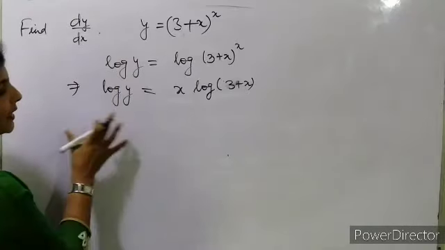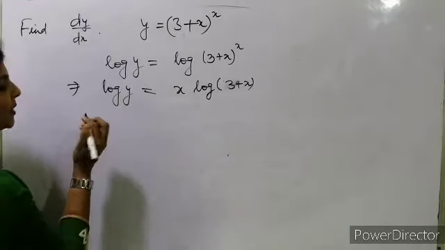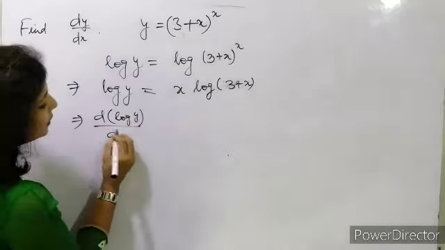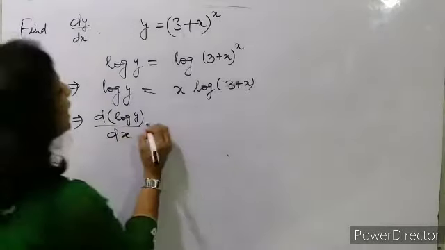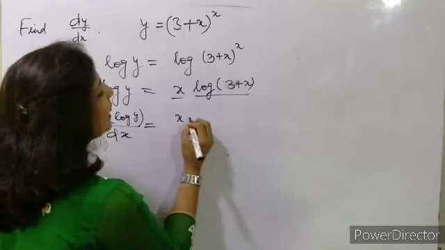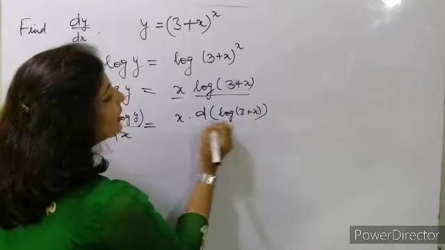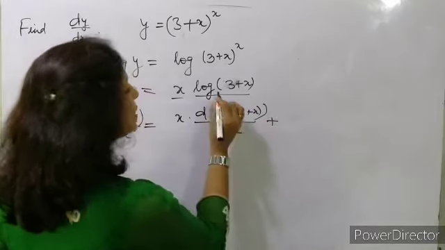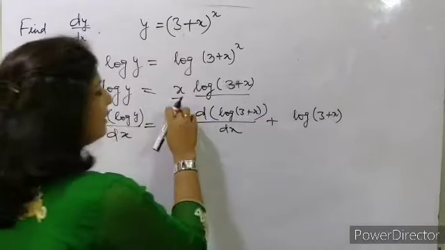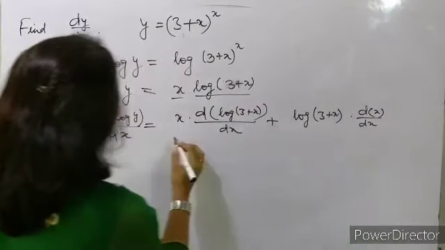Now we have to differentiate both the sides with respect to x. So it will be d of log y divided by dx. This side u and v के term में will write. So keeping x constant, we'll find out the derivative of log (3 plus x) divided by dx, plus, now keeping log (3 plus x) constant, we have to find out the derivative of x, so dx upon dx.